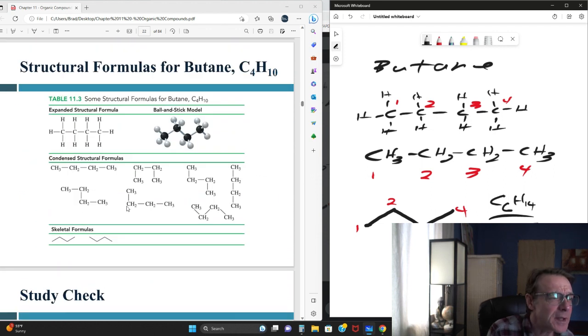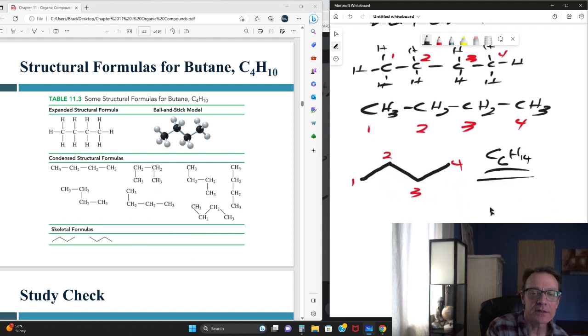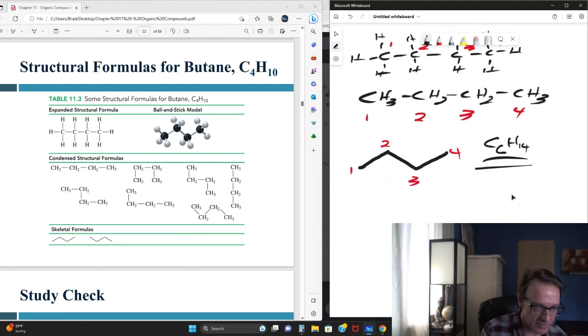This looks like pretty much a repeat of what I did: the expanded structural formula of butane, the condensed structural formulas of butane, and the skeletal versions of butane down here on the very bottom. ANE for your alkanes. You're always going to end with the prefix that's given based on the number of carbons, and with an alkane, you're always going to end with ANE. The suffix ANE means that you're going to have nothing but single covalent bonds to carbon and hydrogen.